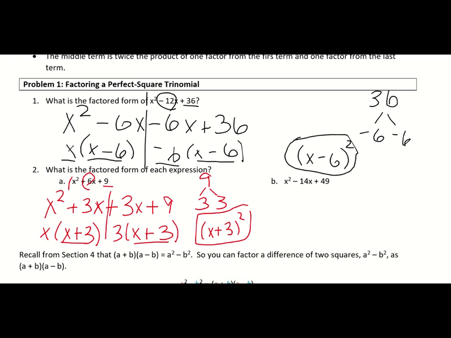So you try B, see if you can factor x squared minus 14x plus 49. If you factored B correctly, you would have gotten x minus 7 quantity squared. That is a 2. Or again, you could have written x minus 7 times x minus 7.